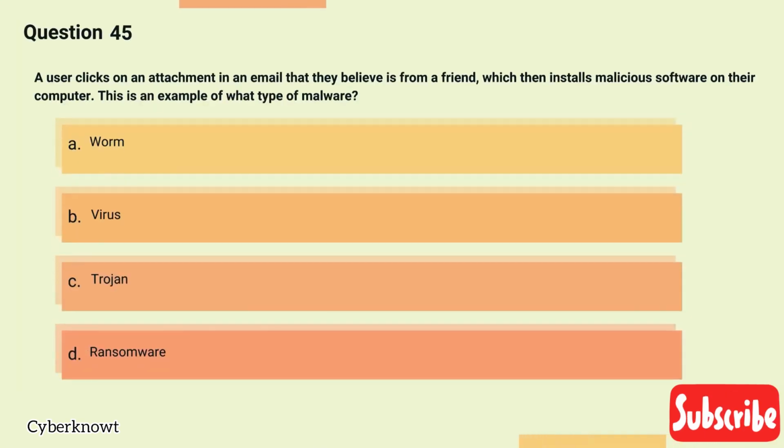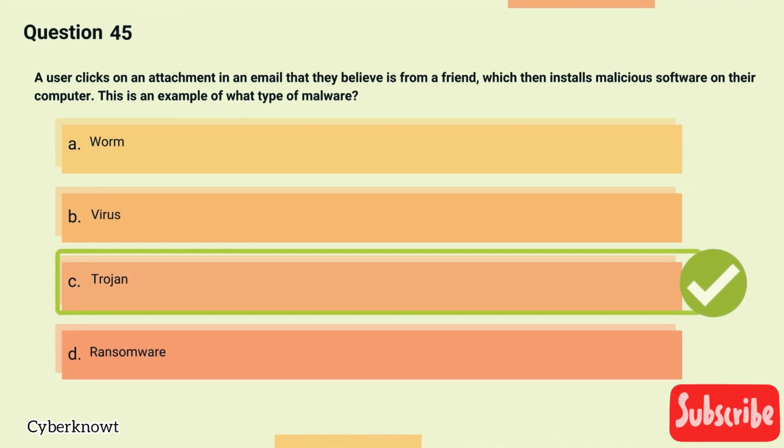Question 45. A user clicks on an attachment in an email that they believe is from a friend, which then installs malicious software on their computer. This is an example of what type of malware? Option A. Worm. Option B. Virus. Option C. Trojan. Option D. Ransomware.